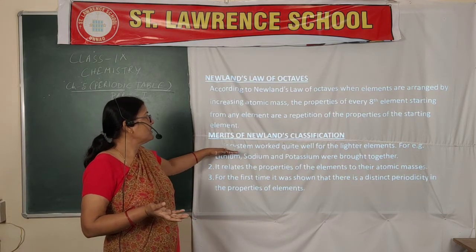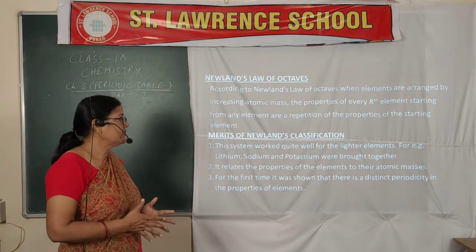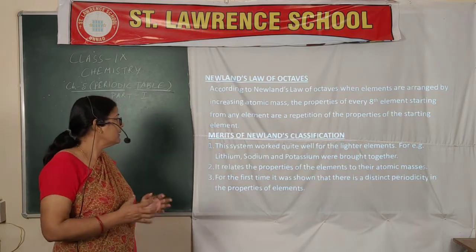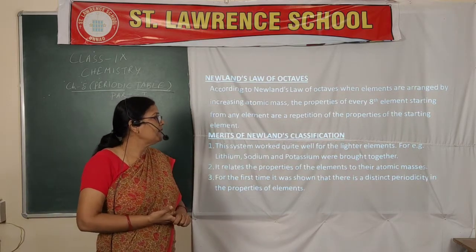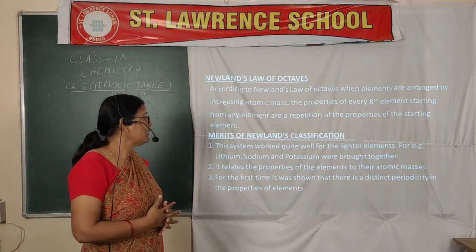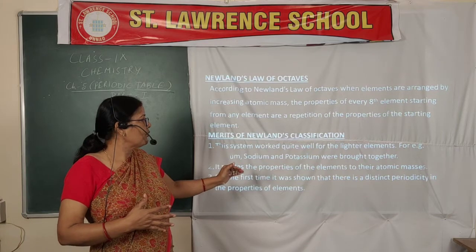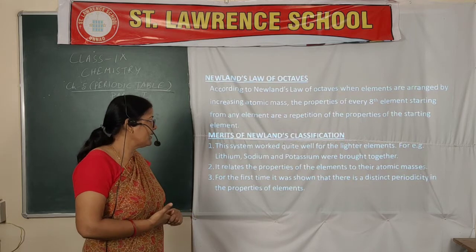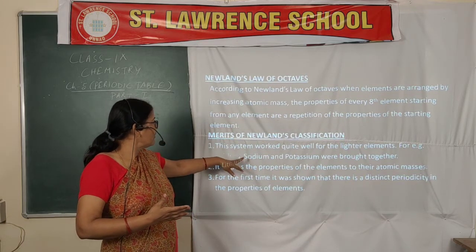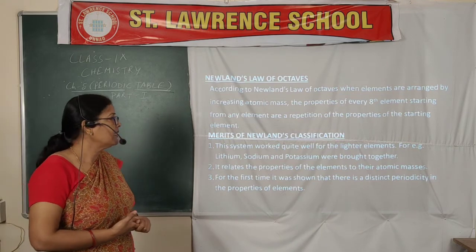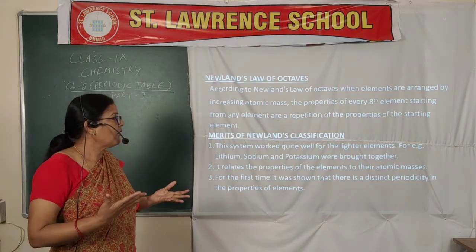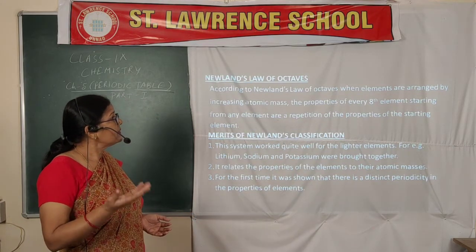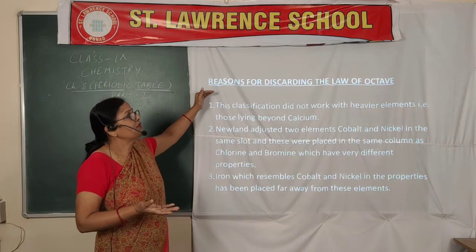Merits: the system worked quite well. Some of the elements he arranged, like lithium, sodium and potassium, all come together, and it relates the properties of these elements to their atomic masses. For the first time he has shown that other elements have distinct properties. You can consider potassium, sodium and lithium: all are light elements and very soft. They are all metals and many generalized properties are the same. But still there is a reason for discarding this octave law.